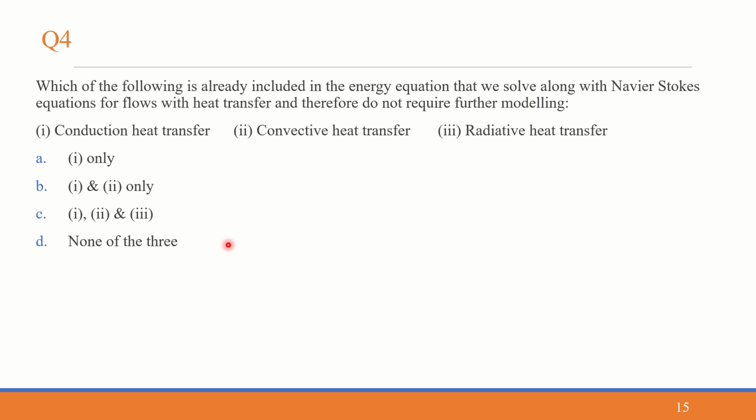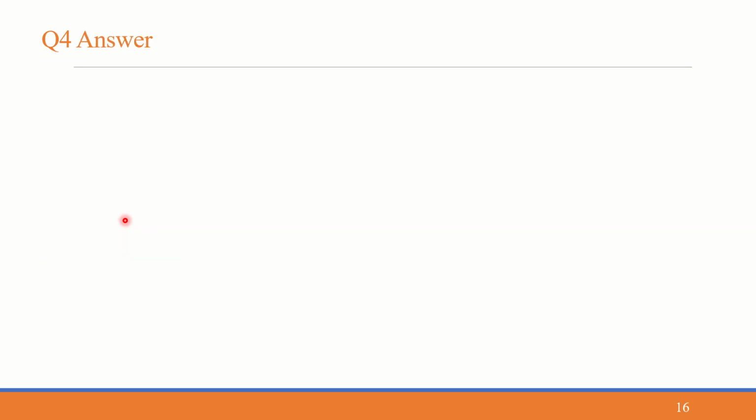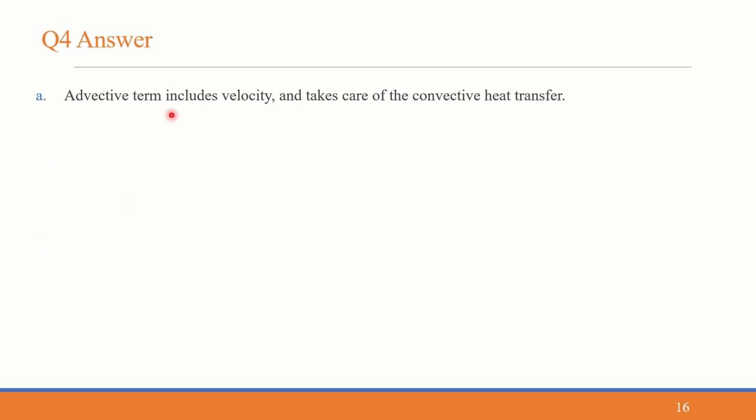Okay, the answer is option B. 1 and 2 only is the right answer. Because in the energy conservation equation we have convective heat transfer and conductive heat transfer. So when we look at the heat transfer equation, advective terms include velocity and therefore take care of the convective heat transfer.